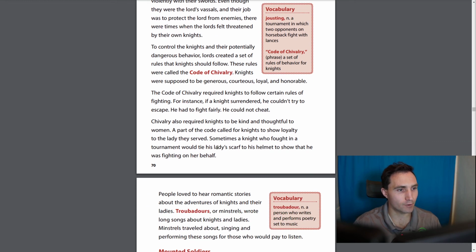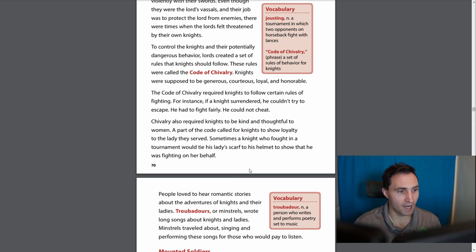The Code of Chivalry required knights to follow certain rules of fighting. For instance, if a knight surrendered, he couldn't try to escape. He had to fight fairly. He could not cheat. Chivalry also required knights to be kind and thoughtful to women. A part of the code called for knights to show loyalty to the lady they served. And Sir Lancelot was doing his best to show loyalty to Queen Guinevere, right?